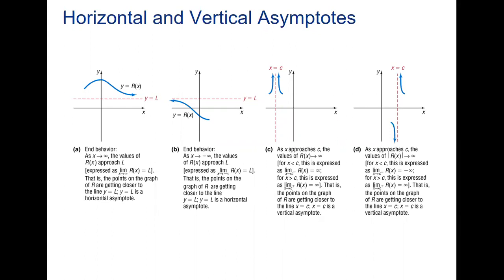Examples A and B show you two horizontal asymptotes. Notice that it's y equals a value, a limit is what we call. So there's a limit for it. So we say y equals that limit. And then C and D are examples of our vertical asymptotes. Okay.